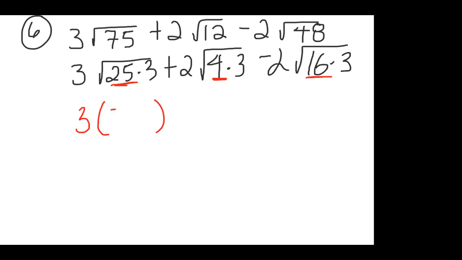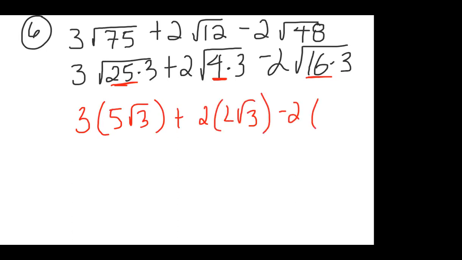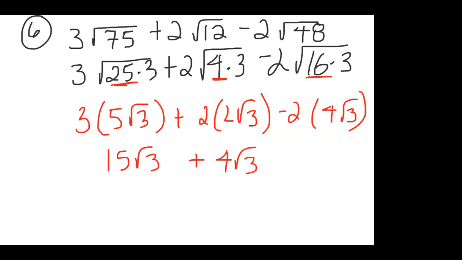The square root of 25 is 5. The square root of 4 is 2. The square root of 16 is 4. Okay, so I've taken the square root of all the perfect squares. Now I am going to multiply 3 times 5, that's 15 radical 3. Then 2 times 2 is 4 radical 3. And then 2 times 4 gives me 8 radical 3.